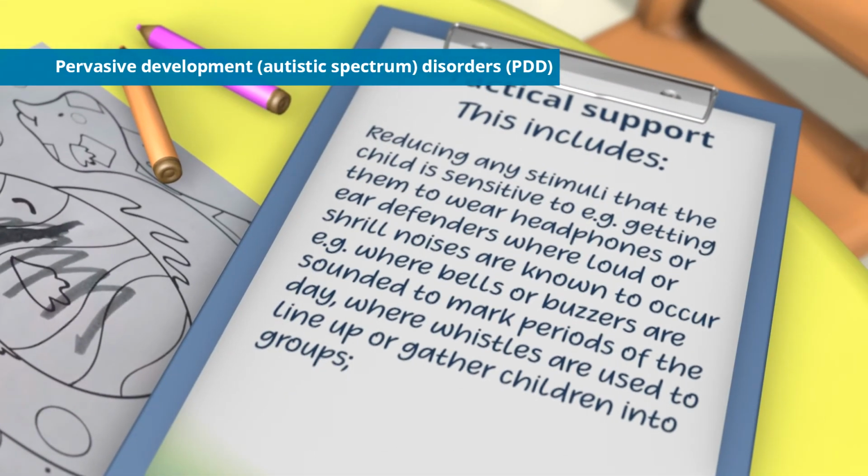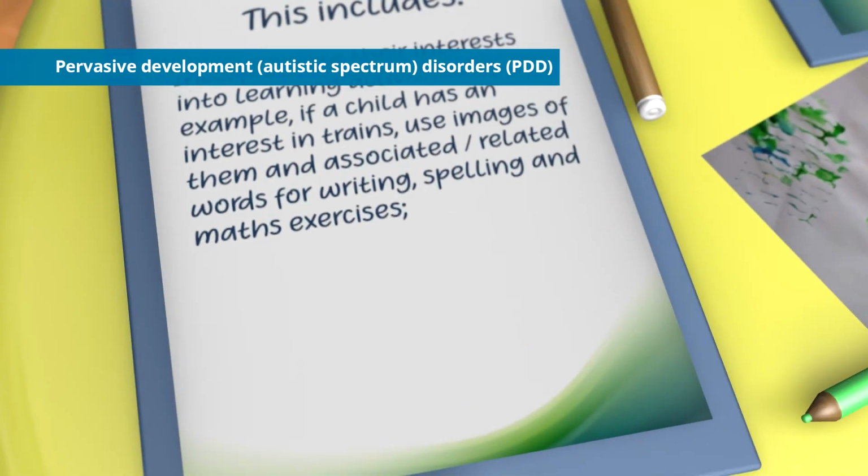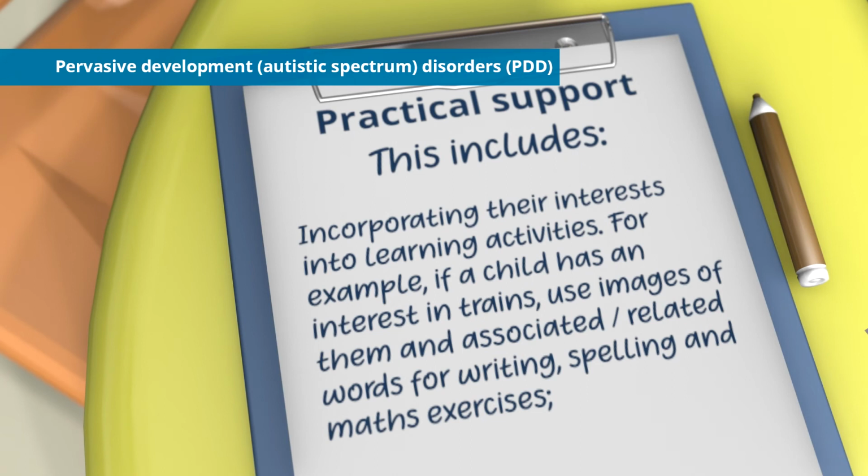Reducing any stimuli that the child is sensitive to, for example, getting them to wear headphones or ear defenders where loud or shrill noises are known to occur, for example, where bells or buzzers are sounded to mark periods of the day, where whistles are used to line up or gather children into groups. Identifying and tailoring environments so that the child feels more relaxed, where they find it easier to learn so that they can better perform tasks. Incorporating their interests into learning activities.